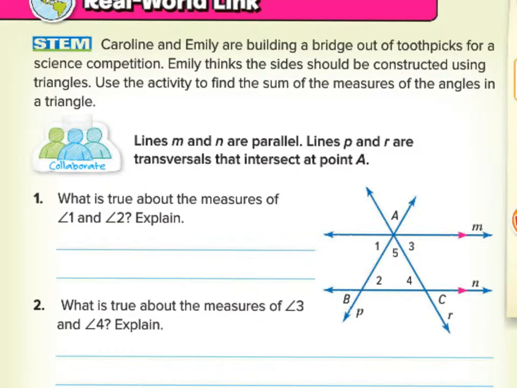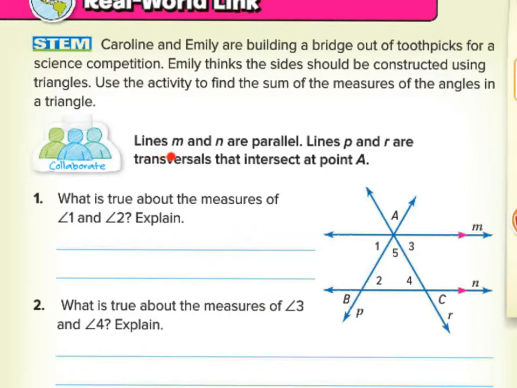Example 1. STEM: science, tech, engineering, math, right? Caroline and Emily are building a bridge out of toothpicks for a science competition. Emily thinks the sides should be constructed using triangles. Use the activity to find the sum of the measures of the angles in a triangle. So the sum, adding all the angles and finding what they equate to.